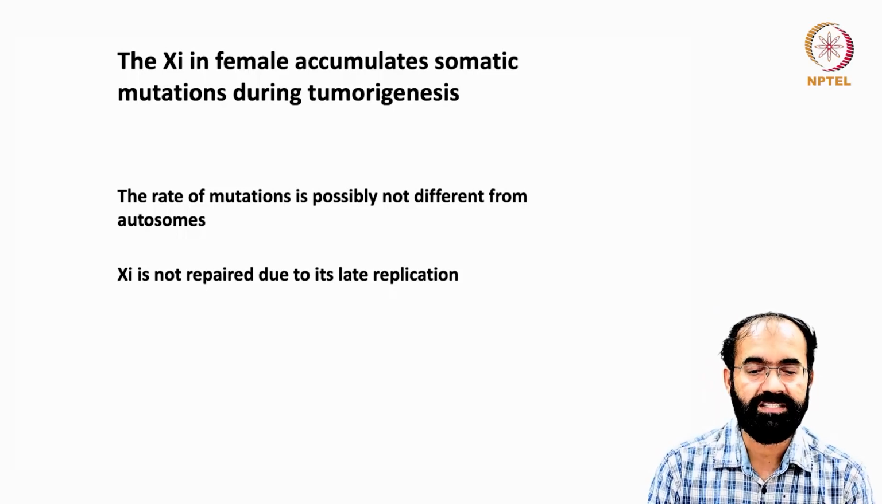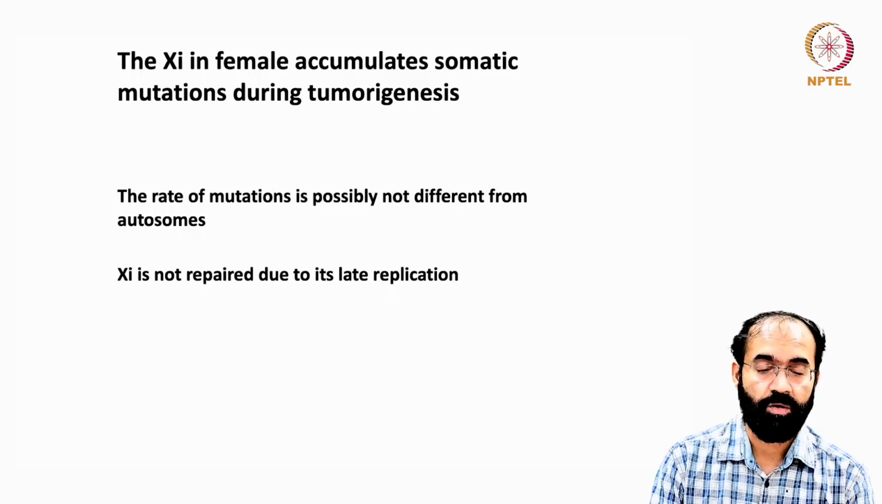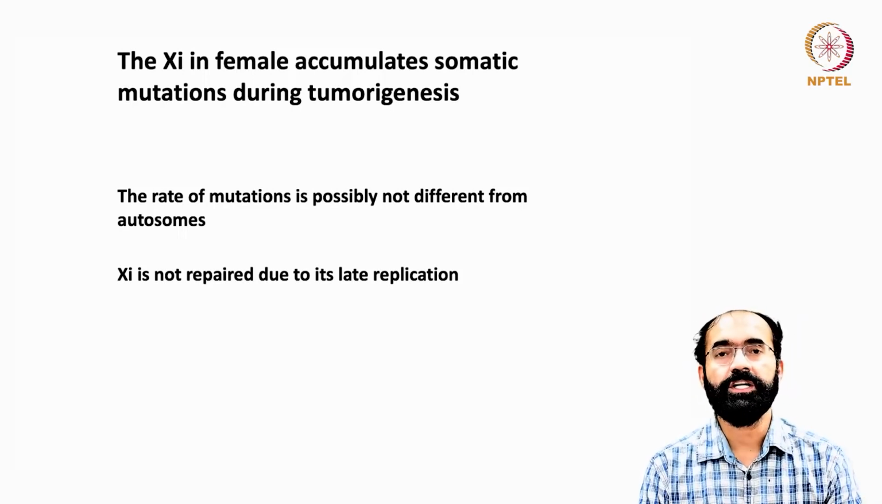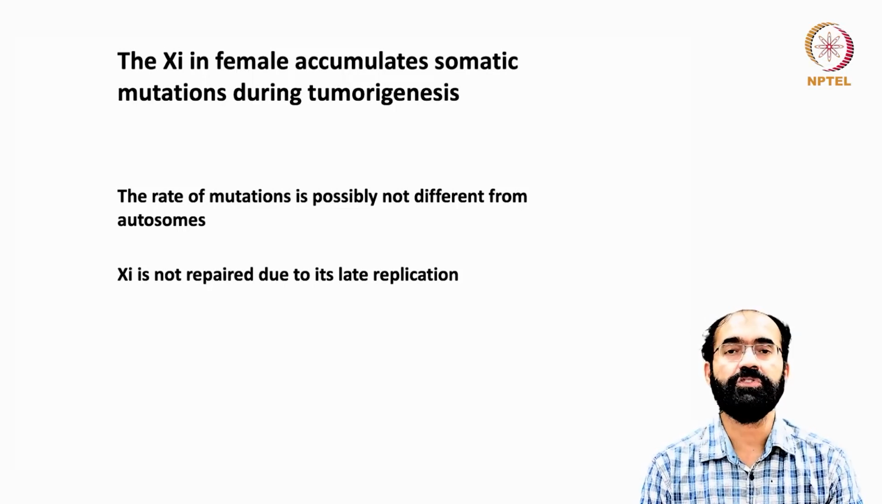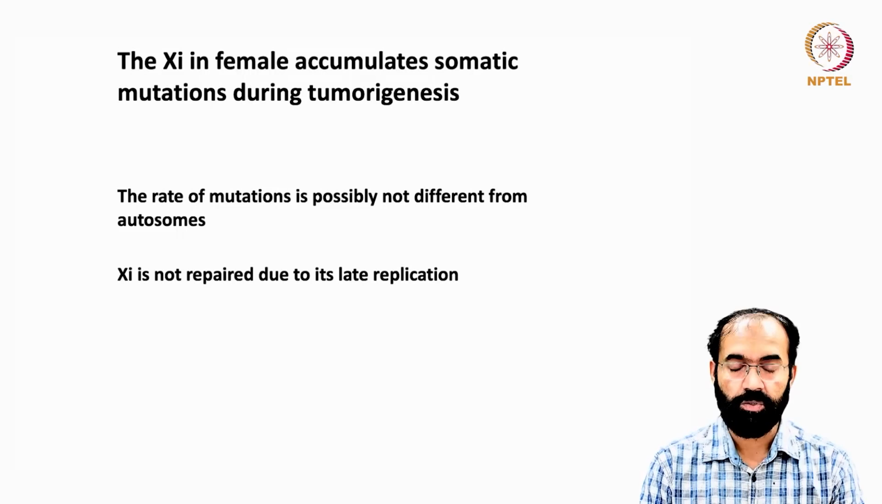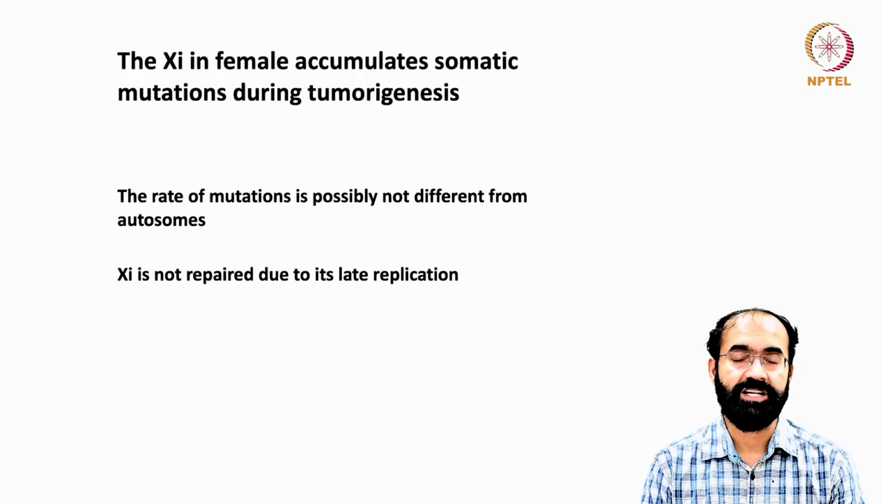So the rate of mutations is possibly not different from autosomes. The inactive X chromosome is not repaired due to its late replication, because in order to repair, you need to have enzymes available in the cell, and since it is almost towards the end of the S phase, the enzymes required for repair are missing. But soon after the replication is done, the X chromosome is made inactive immediately. So there is no scope for repair, and hence the mutations prevail as they are.